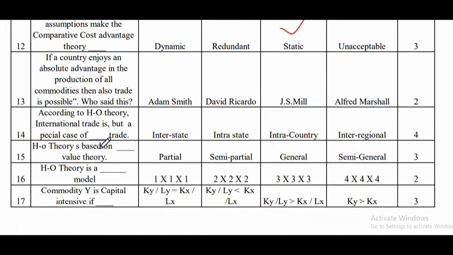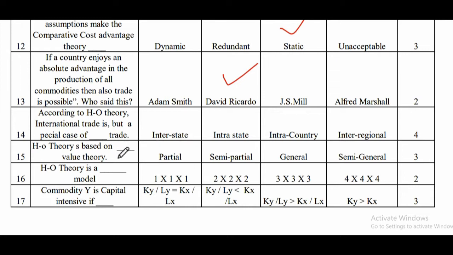Now the next one is, if a country enjoys an absolute advantage in the production of all the commodities, then also the trade is possible. Who said this? Again, we are having four options of economists: Adam Smith, David Ricardo, J.S. Mill, Alfred Marshall. Now, David Ricardo has said that if the country enjoys an absolute advantage in the production of all the commodities, then also the trade is possible. So option number 2, David Ricardo, is the correct answer.